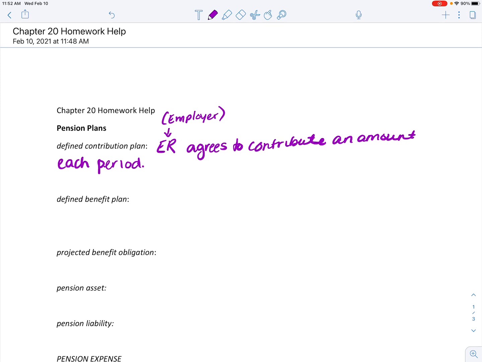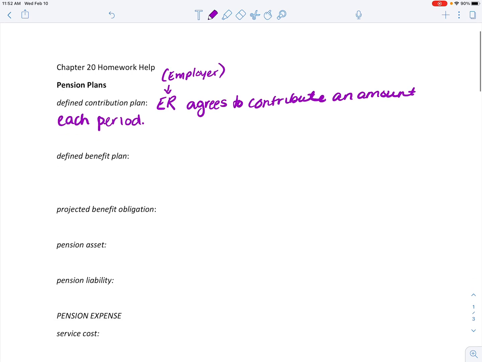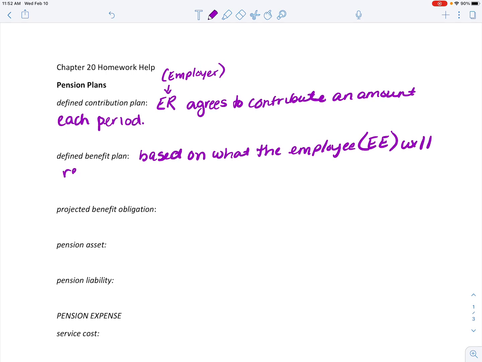In comparison to a defined benefit plan, a defined benefit plan is based on what the benefit the employee, we're going to abbreviate that EE, will receive when they retire.